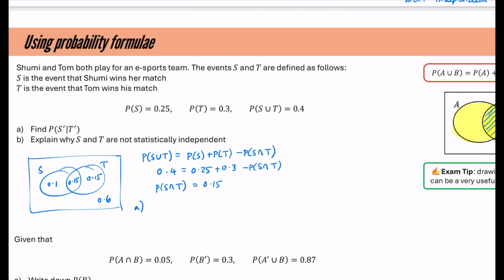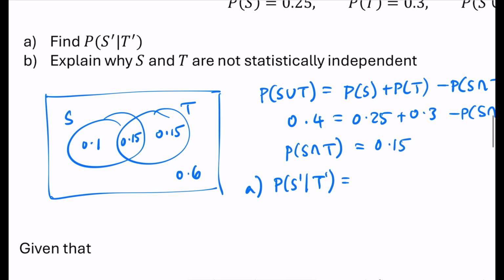I'm going to find the probability that Shumi loses given that Tom loses. You can do the restricted sample space if you want to. The probability that Tom loses is this area that's on the outside, so we know that it's going to be out of 0.7. And the probability that Shumi loses on the outside is going to be 0.6 out of 0.7, which is 6/7 that we've got there.